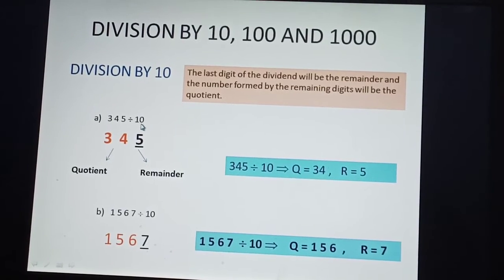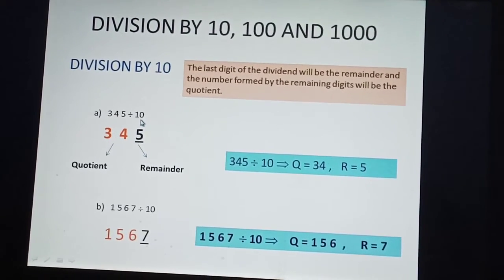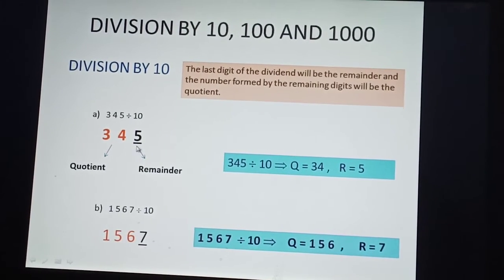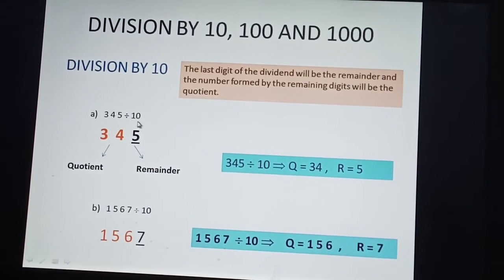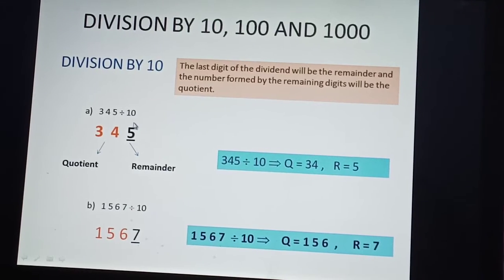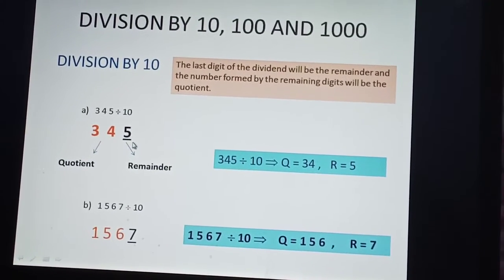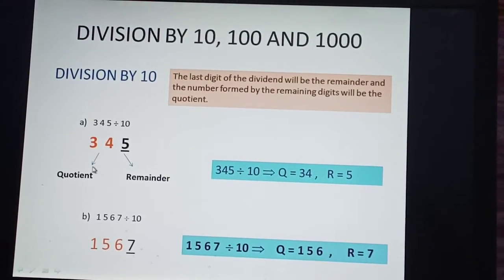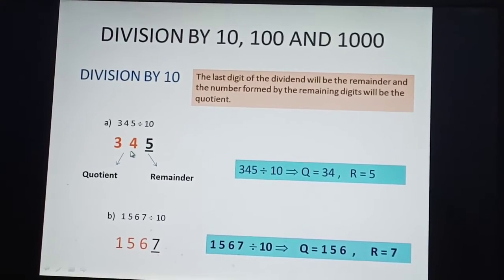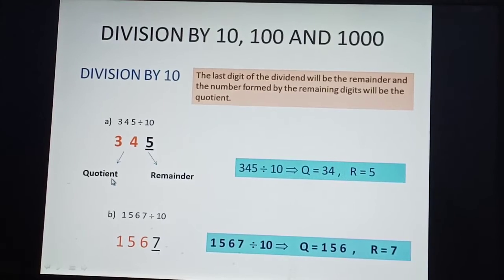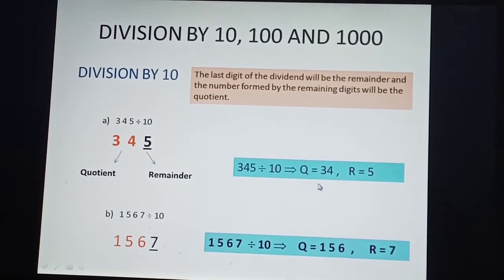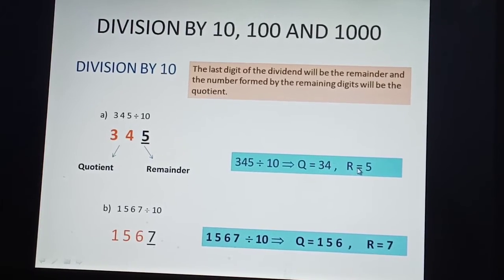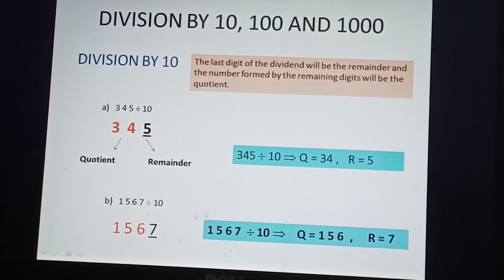Like if here in 10 there is one zero, so we will underline last digit. If there were 2 zeros, we will underline 2 digits. So first consider this case. Now as there is 1 zero, we will underline 1 digit and this underlined digit will be the remainder. And whatever the digits are left, that number will be the quotient. So in this question, what will be the quotient? 34. And what will be the remainder? 5.